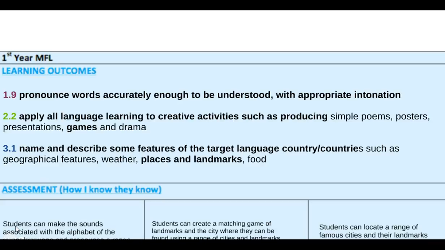The learning outcome we chose from the third strand is number 3.1. Name and describe some features of the target language country, such as places and landmarks. Students usually have prior knowledge in this area, whether it is due to past visits to the target language country or possible affiliations with football teams from various cities. We felt that pronouncing landmarks and cities correctly in the target language was both useful as well as necessary for the language and cultural development.